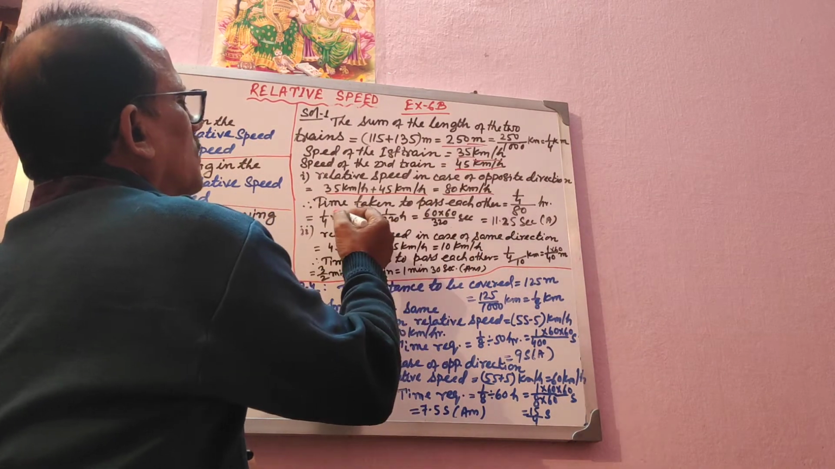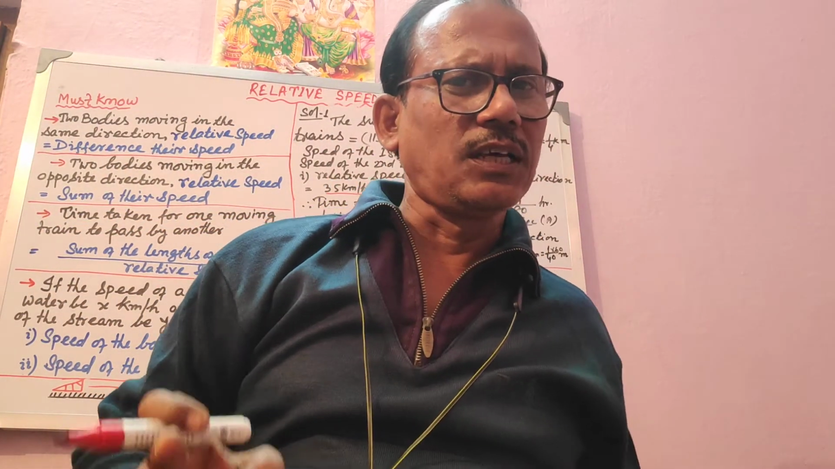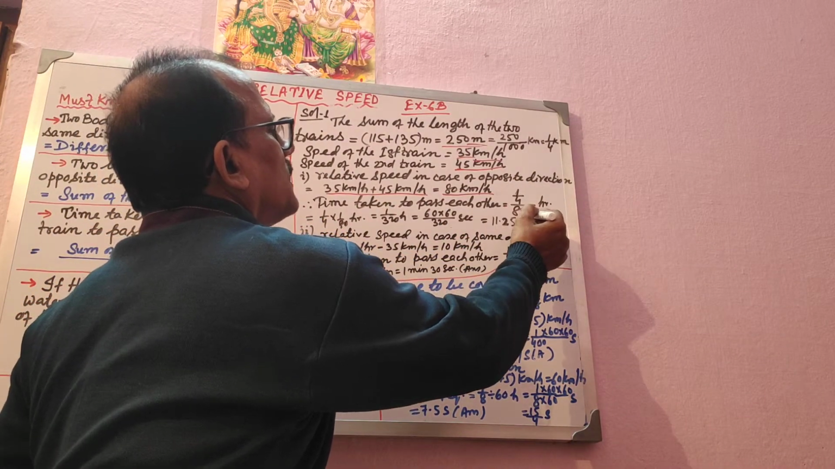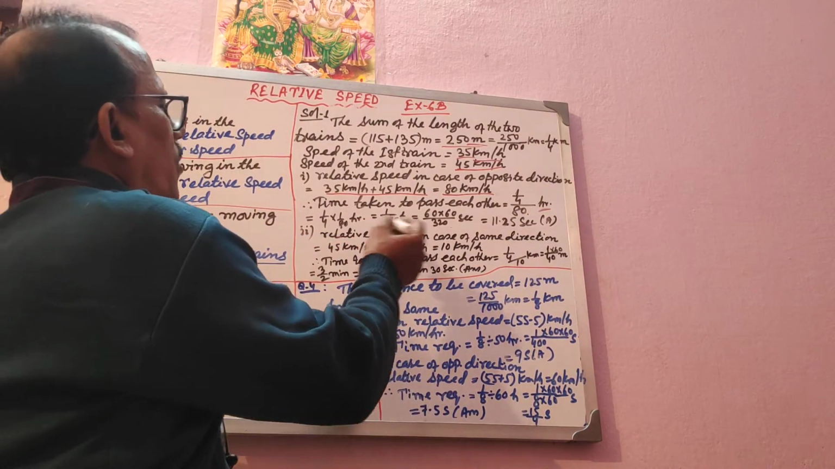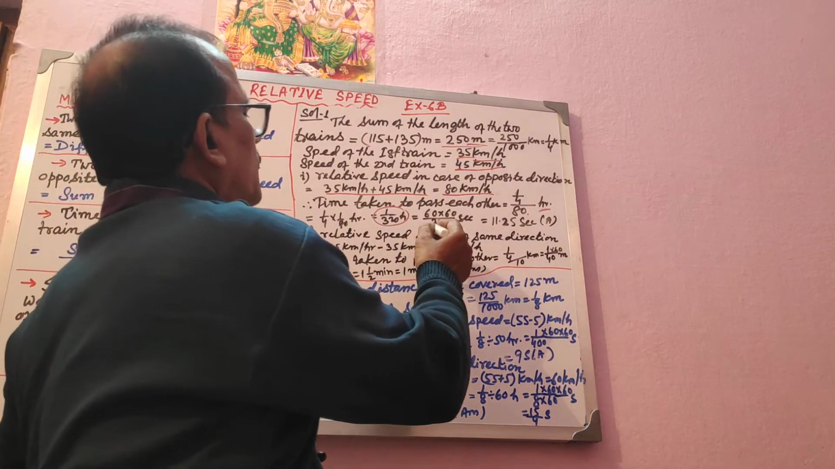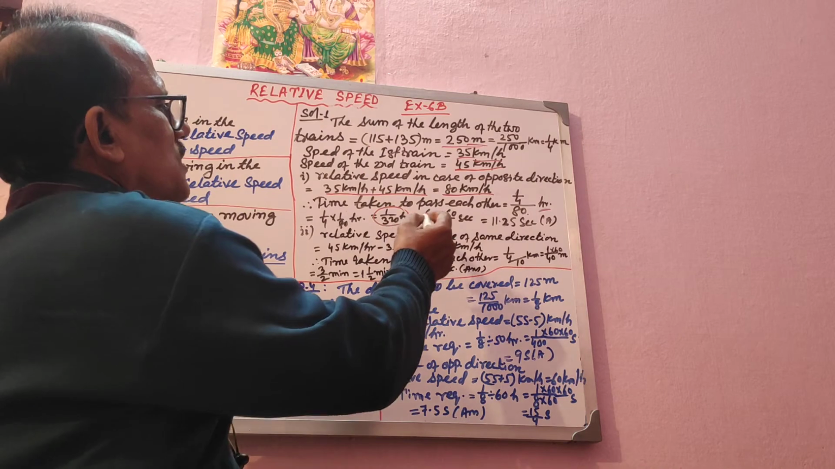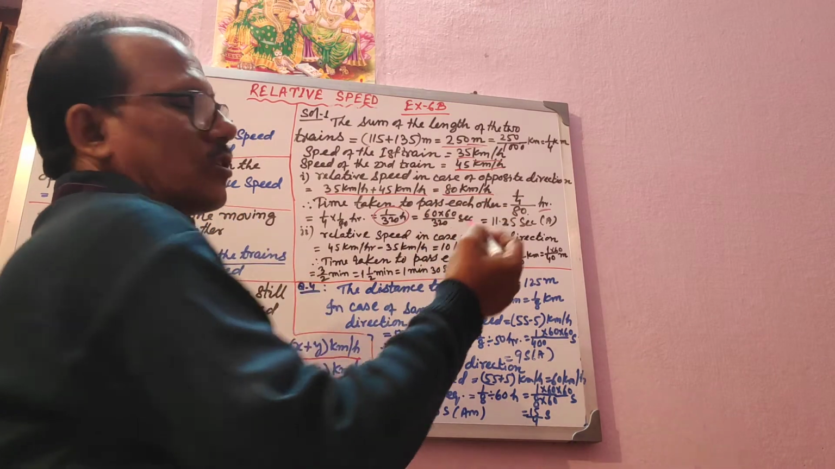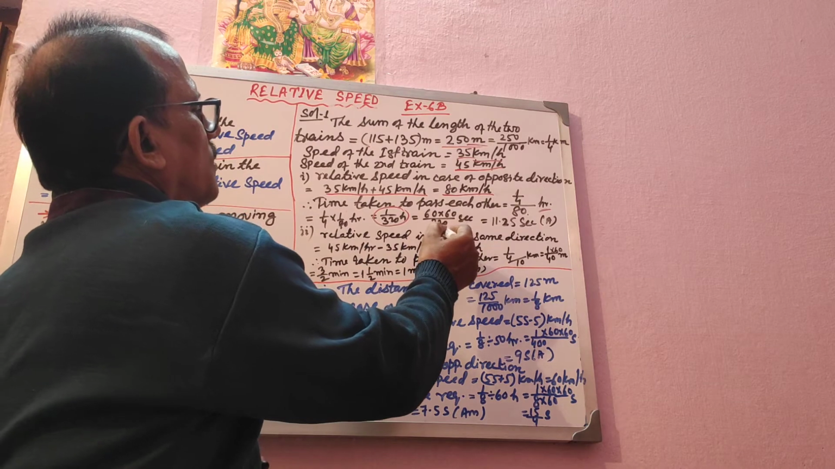So the time taken to pass each other will be what? The total distance covered divided by the relative speed. So the total distance covered is 1 by 4 km divided by the relative speed of 80 km per hour. So 1 by 4 divided by 80 hour, that is equal to 1 by 4 into 1 by 80, which is 1 by 320 hour. 1 by 320 hour is equal to 60 into 60 second divided by 320. You understand that: 1 hour is equal to 60 minute, 1 minute is equal to 60 second. So 60 into 60 divided by 320 second.